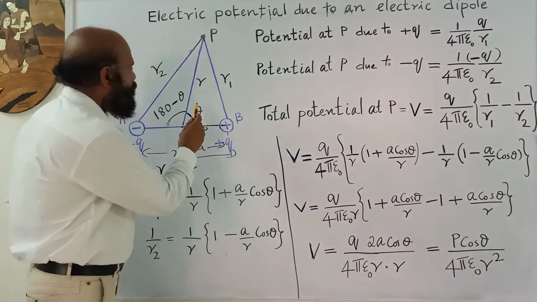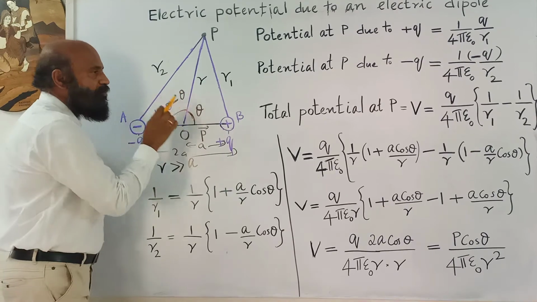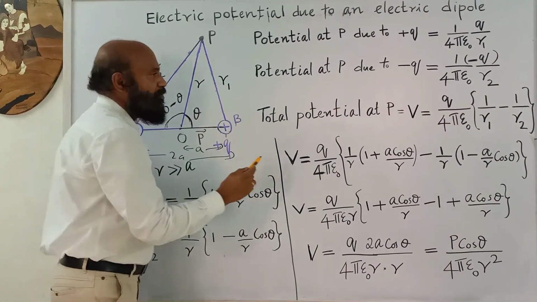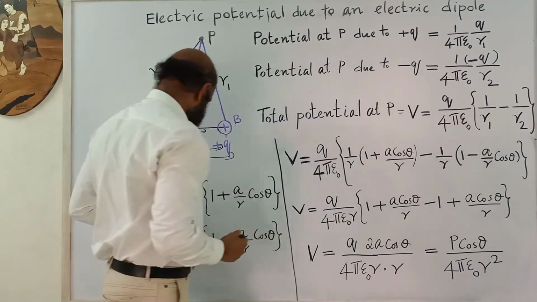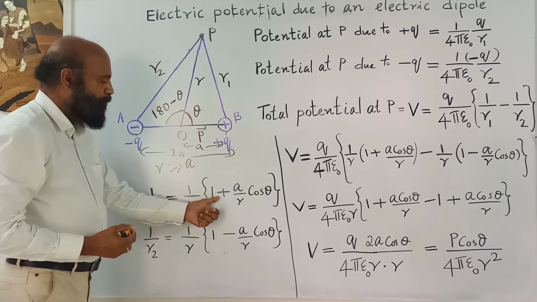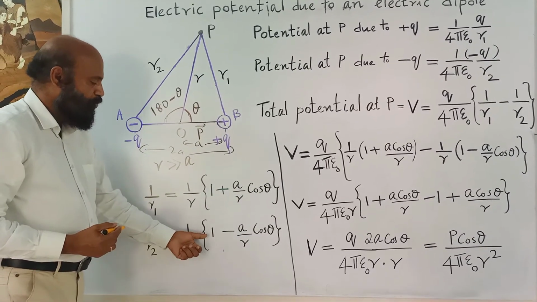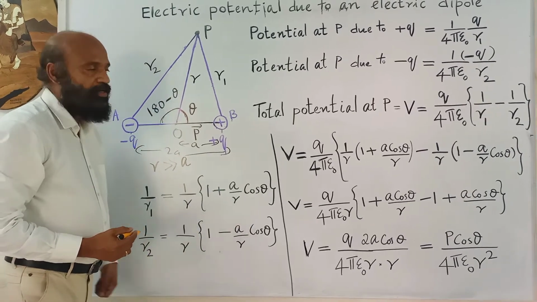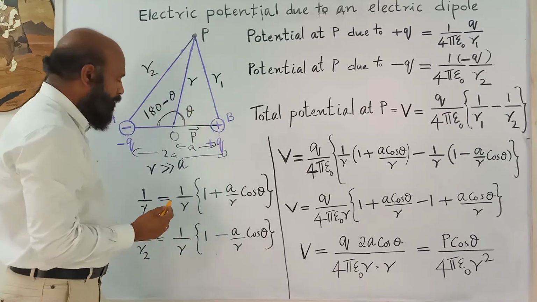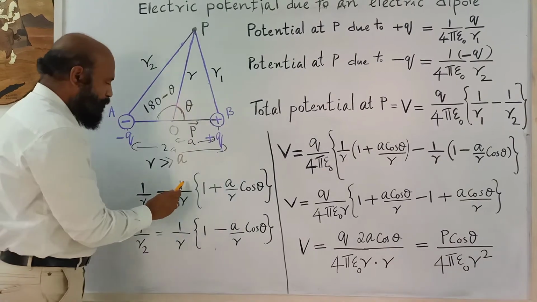Now by applying cosine formula for this triangle and this triangle, we got an expression for 1 by R1 and 1 by R2. 1 by R1 is 1 by R into 1 plus A by R cos theta, and 1 by R2 is 1 by R into 1 minus A by R cos theta. Now for this 1 by R1, we can substitute this value.